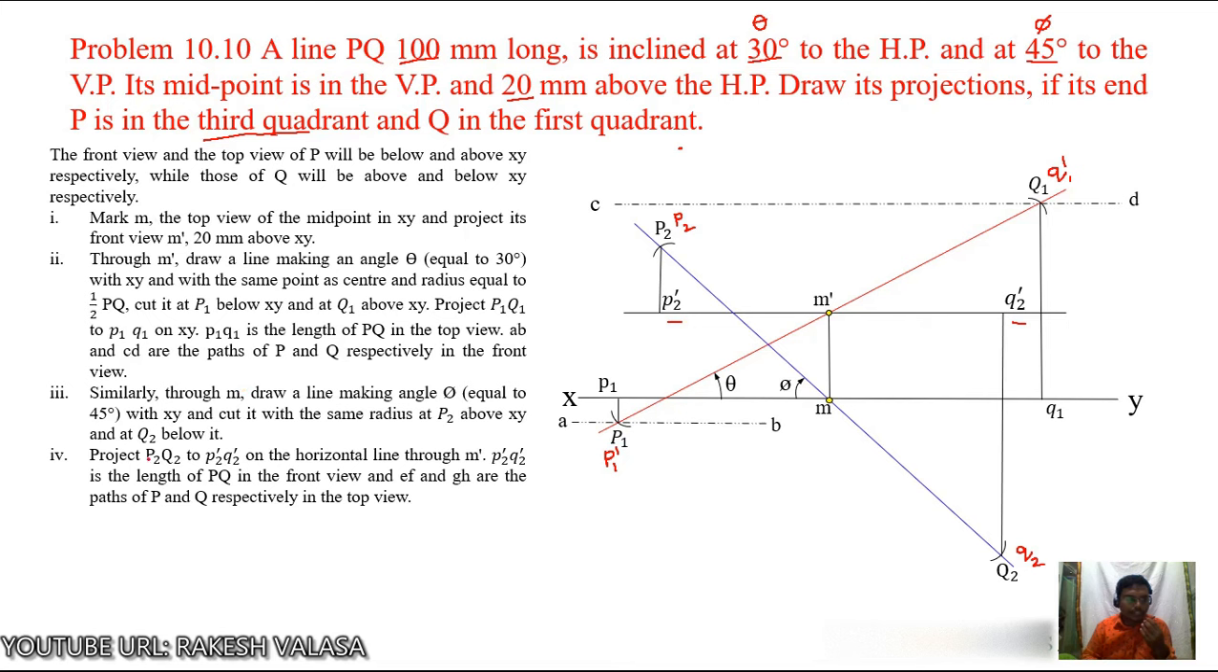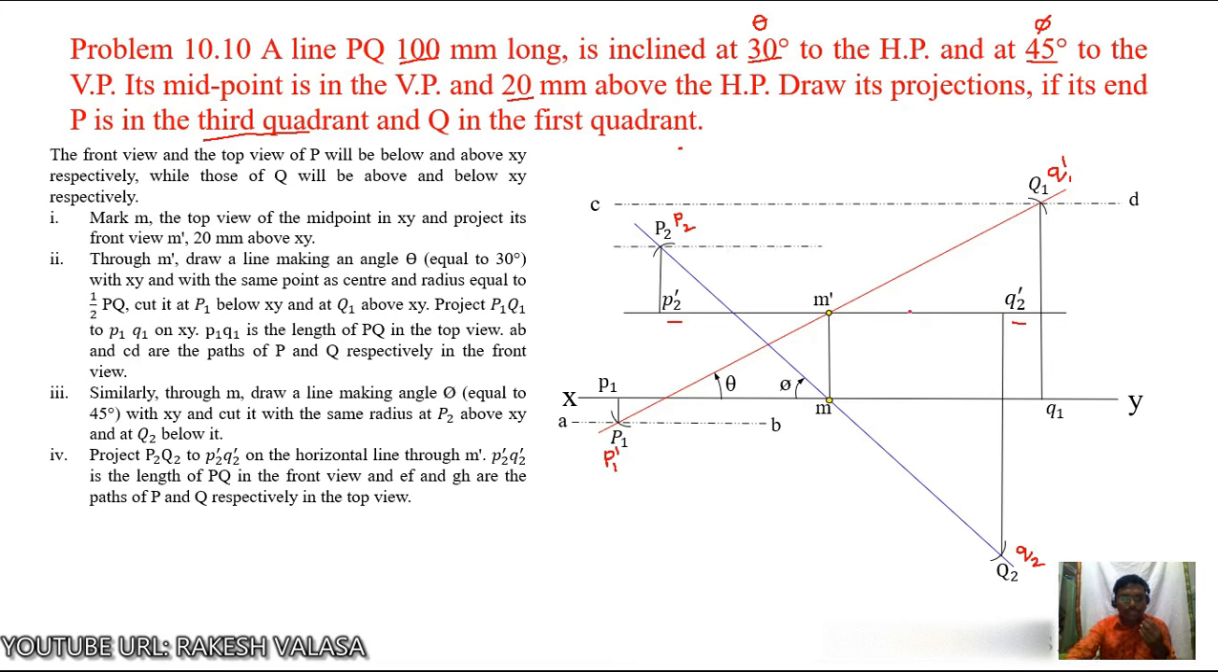We can read the statement: project P2 Q2 to P2 dash Q2 dash, from P2 to P2 dash, Q2 to Q2 dash, on the horizontal line through M dash. P2 dash Q2 dash is the length of PQ in the front view, and you can see here P2 dash and Q2 dash is the length of the front view of PQ.